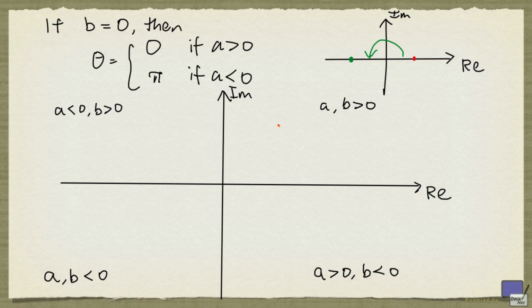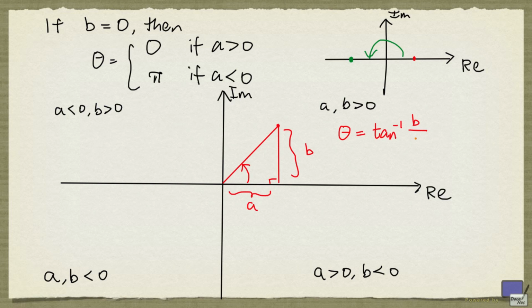So for the first case, my complex number is somewhere around here. And the angle that we want to find is this. If we now draw the right angle triangle this way, this is the opposite side, and its length is going to be b, and the base is going to be a. In this case, theta is going to be the inverse tangent of b over a.